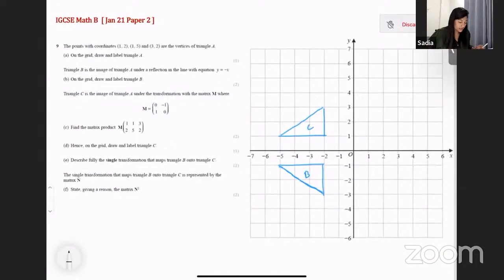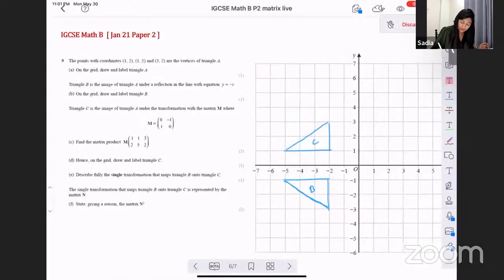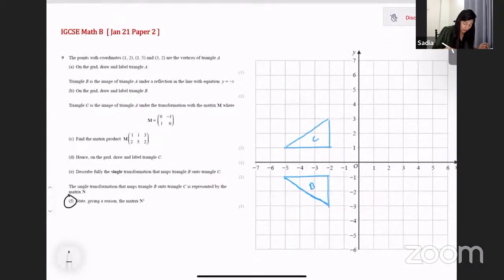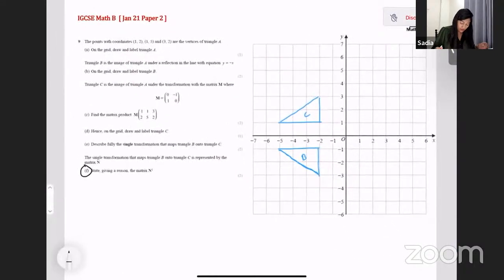Okay, next Jan 21 paper 2 number 9. I will just solve part F. Okay, I will directly solve part F. So in this case, the single transformation, so initially triangle B, if we look at this, for part E, we had to describe the transformation that maps triangle B into C. So it's reflection, right? Reflection about x-axis.